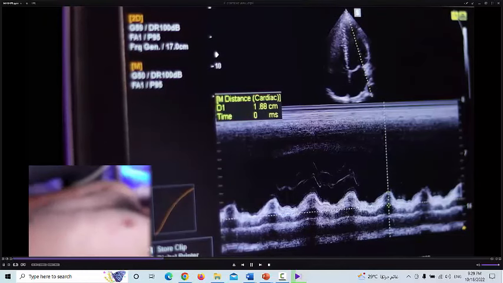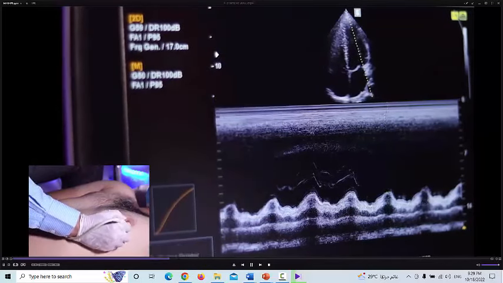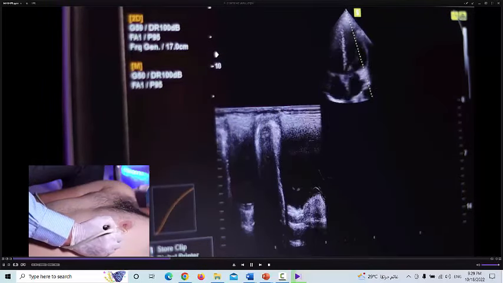Okay, this is a measurement of the upward movement of the heart to assess the longitudinal fibers of the left ventricle. Okay, what else can I do in this view?